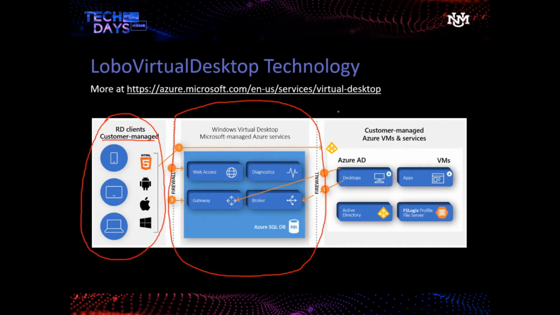So lastly, we have this piece, and this is the piece that we actually manage here within UNM Information Technologies. As you can see, customer managed here. So this includes the actual virtual desktops themselves, and that would be the apps that run on them, the configuration, who has access, things like that. And of course, that's all tied into our Active Directory, so we can permission people accordingly and grant them access based on what roles and applications they need. So this is pretty nice.